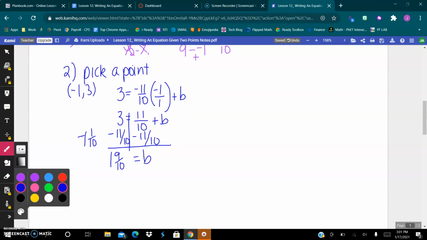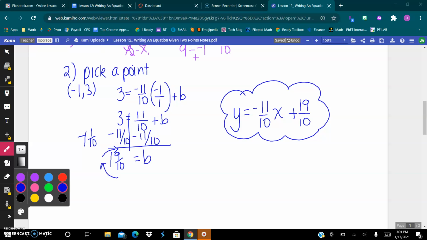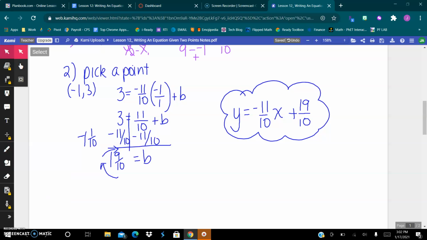And then rewrite this in slope-intercept form. So y equals -11 tenths x plus, and we can make this back into an improper fraction. So remember, go around and multiply and then add. So 10 times 1 is 10 plus 9 is 19 tenths. Or you could leave it 1 and 9 tenths here, but I don't want it to be confusing with that whole number and fraction in there. All right.